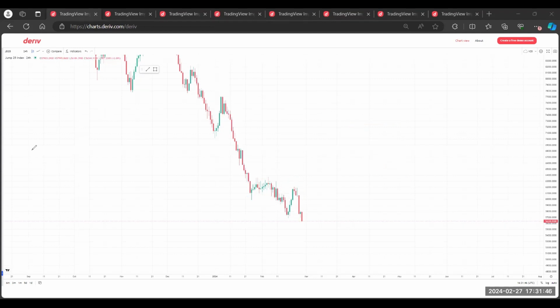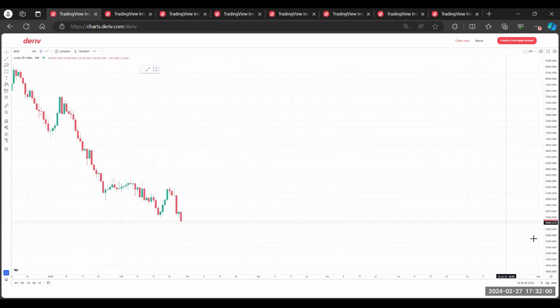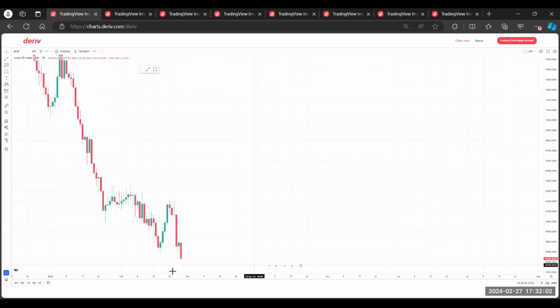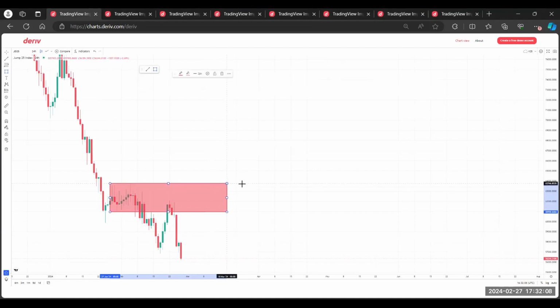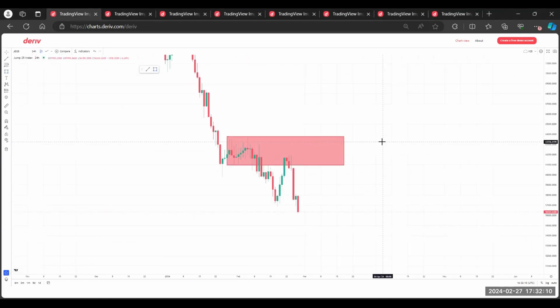I saw this. The first thing I did was to mark this correction here. That was the first thing I did, marking this correction from this point. First of all, let me zoom in. I mark the correction from this point to the highest correction point here. So this is the correction right here.